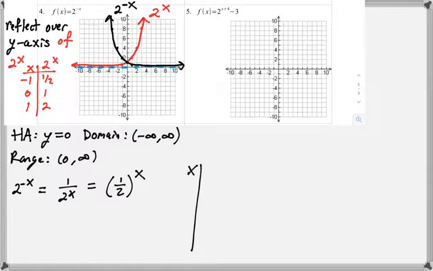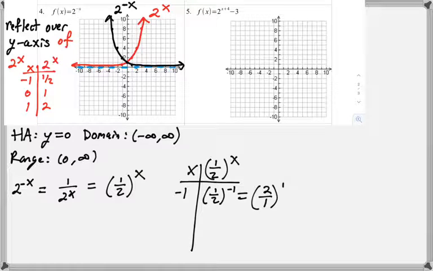We can also develop a table for this. Okay, so if we use x is minus 1, so again we're using the same x values, minus 1, 0, and 1. So 1/2 to the negative 1. When we had a fraction raised to a negative exponent, we flipped the fraction over and then changed the sign of the exponent to be positive. So this is going to give us 2 to the first power. So that gives us the first point of negative 1 and 2. So we got that right there.